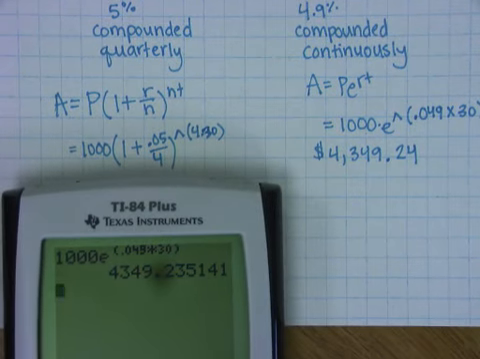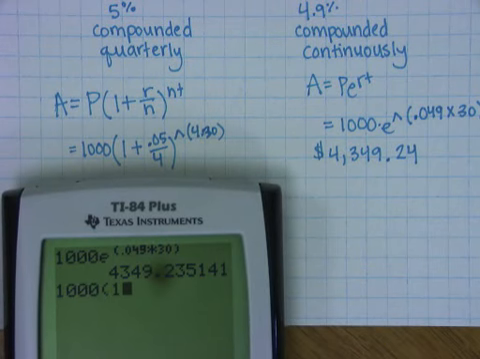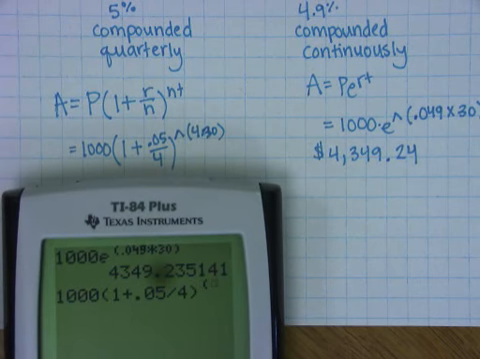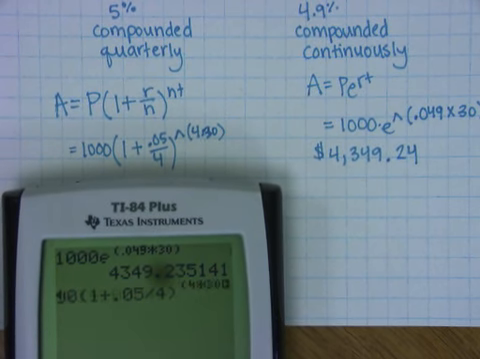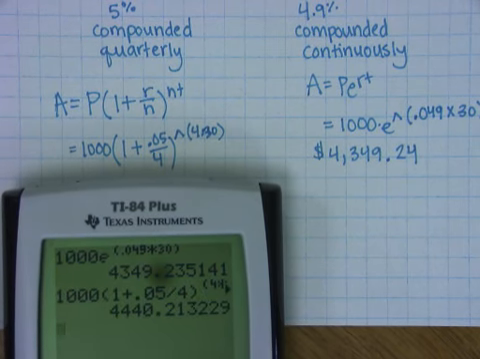Now remember, on ones like this, even though it looks complicated and there's a lot to do, on my calculator I can just plug this in. I showed you guys that yesterday, all at once. So you can plug in 1,000 times (1 plus 0.05 divided by 4) to the 4 times 30. 1 billion? What? I'm getting 4,440. That's what I got too.